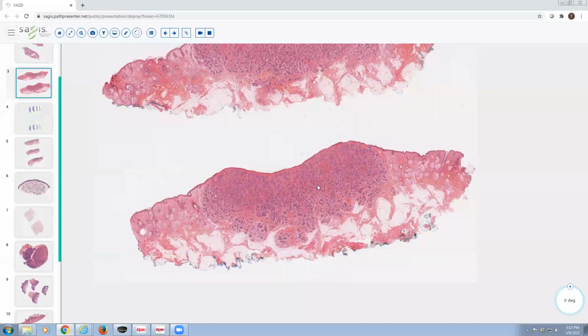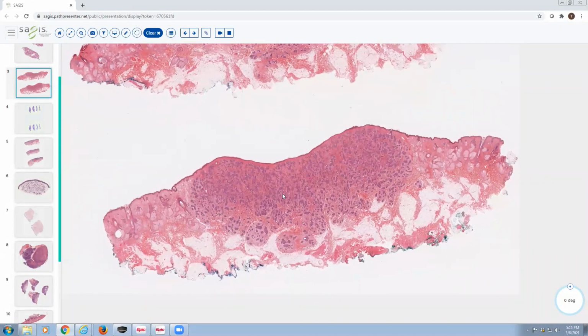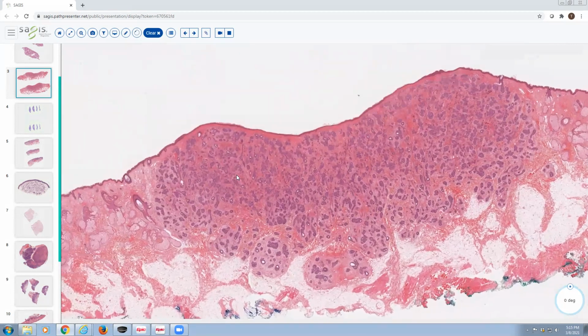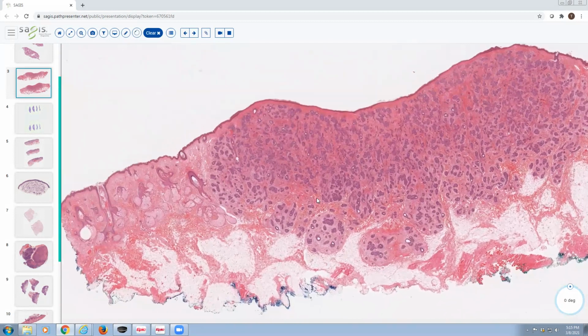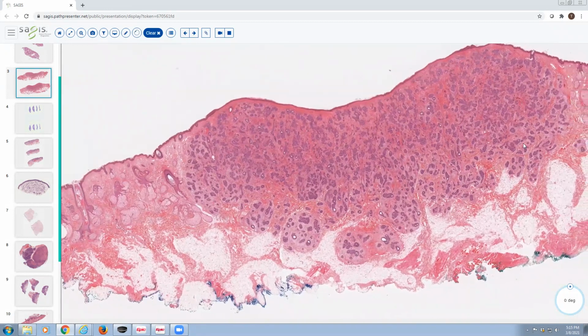So now we start going in at a little bit higher magnification. And what I'm seeing is that this tumor is formed by small nodules of basaloid epithelial cells. And I'm calling them basaloid because they are basophilic. They are a purple color on scanning magnification. So it's small nodules of basaloid epithelial cells.